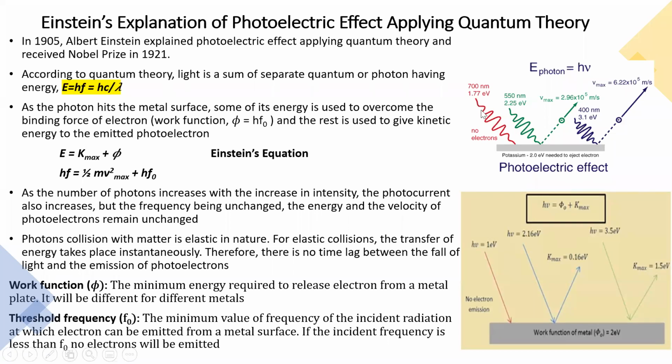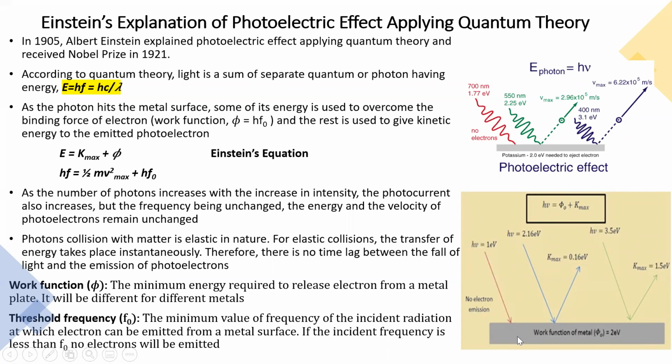See here, red light, as you said before, has less frequency. If red light is incident on the metal surface, no electrons are emitted. Why? It will not have enough energy, enough for the work function of this metal. Suppose the work function of the metal is 2 electron volts. Now suppose a photon having energy 1 electron volt is incident on the metal surface.